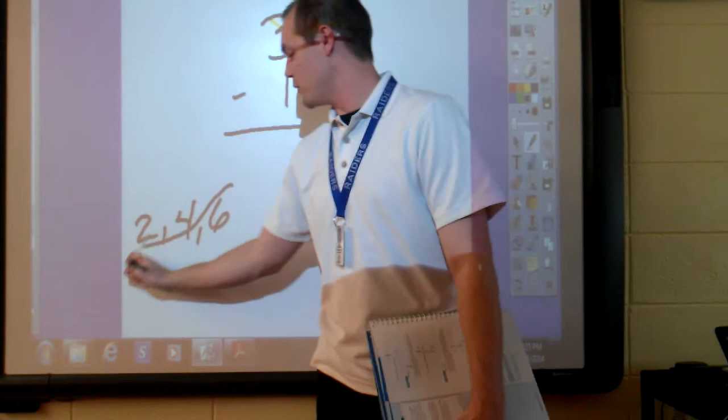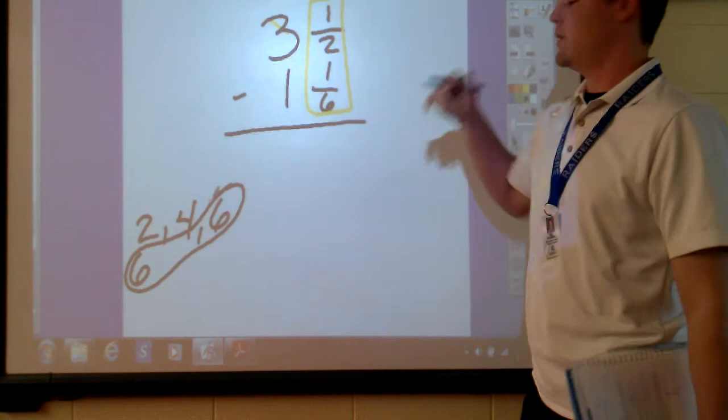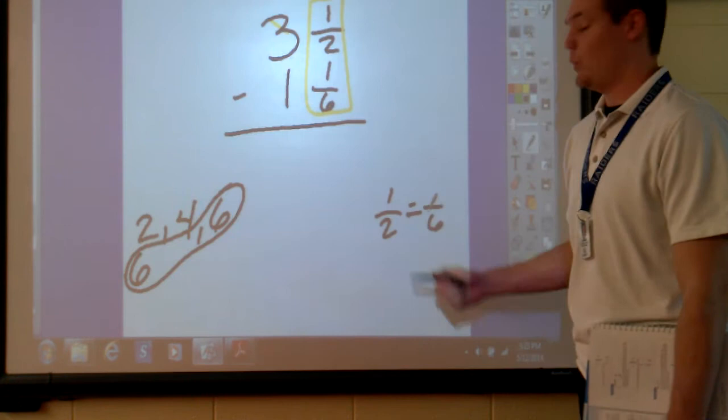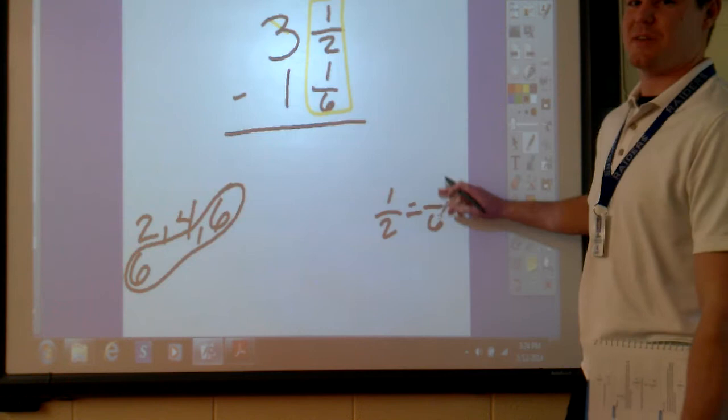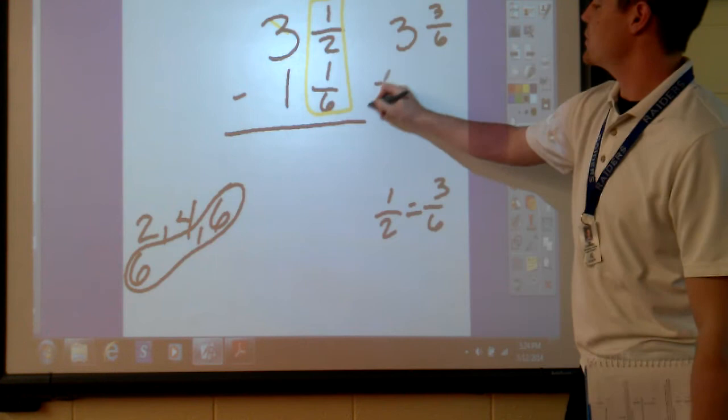So we need to ask ourselves, what is 1 half equal to if the denominator is 6? We can multiply by 3 thirds. 1 times 3 is 3, 2 times 3 is 6. We can also say that if its denominator is 6, what is half of 6? 3. So now we have 3 and 3 sixths. We're subtracting 1 and 1 sixth.